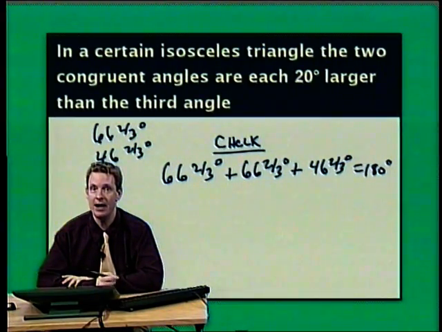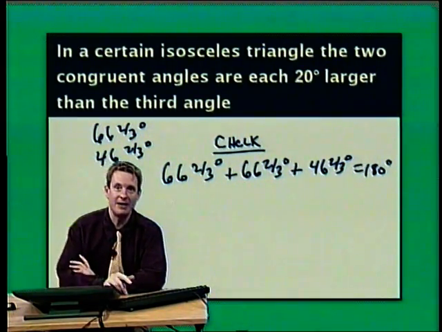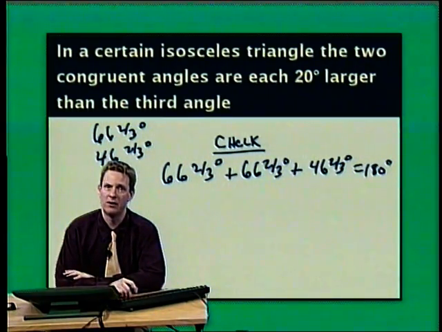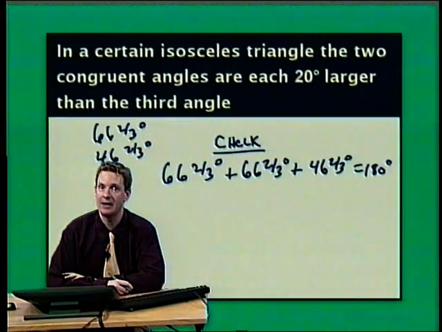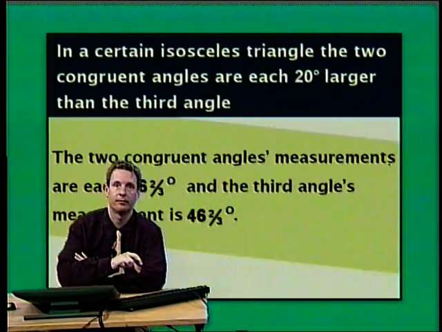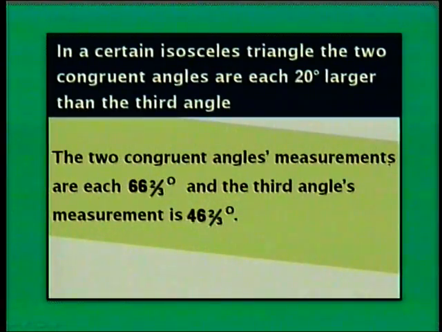So let's go ahead and state our conclusion. As I mentioned, I've already pre-typed my conclusions. Make sure you write them down because it is part of the hand-solving process. The two congruent angles' measurements are each 66 2/3 degrees, and the third angle's measurement is 46 2/3 degrees.